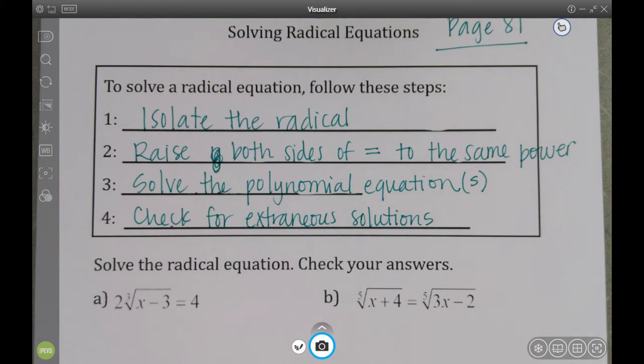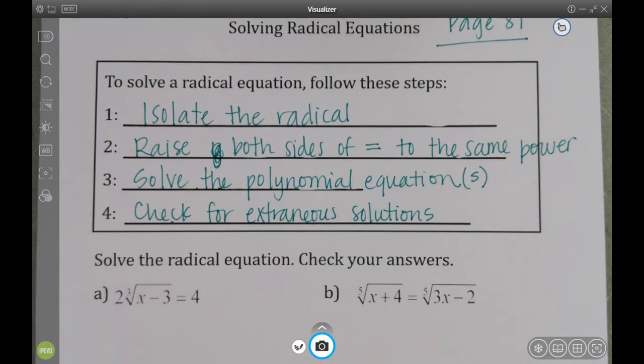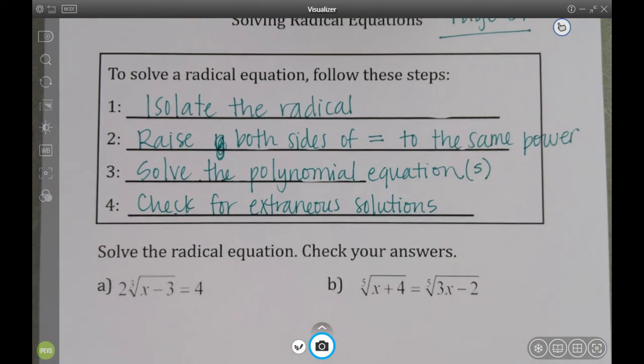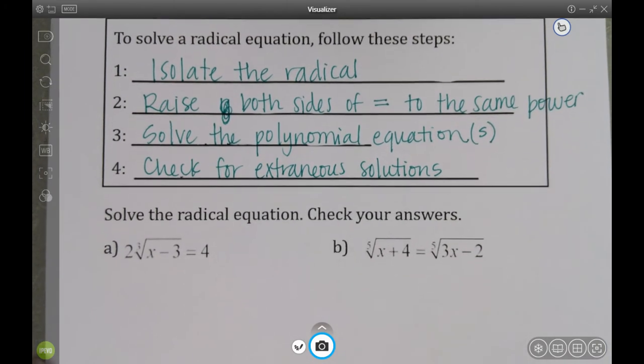Basically, it just means check your answer to see if it actually works. Why did you do that? Too much work. Because the mathematically correct way to say that is extraneous solutions. Oh, I wrote equation. I meant to say solution. It's all hoops. Yep, it's all hoops.